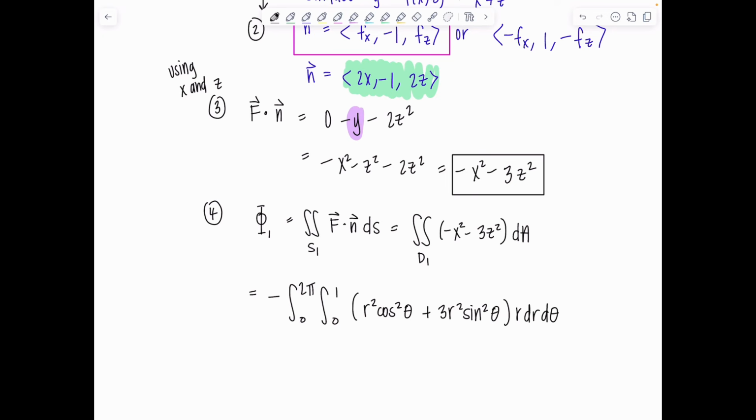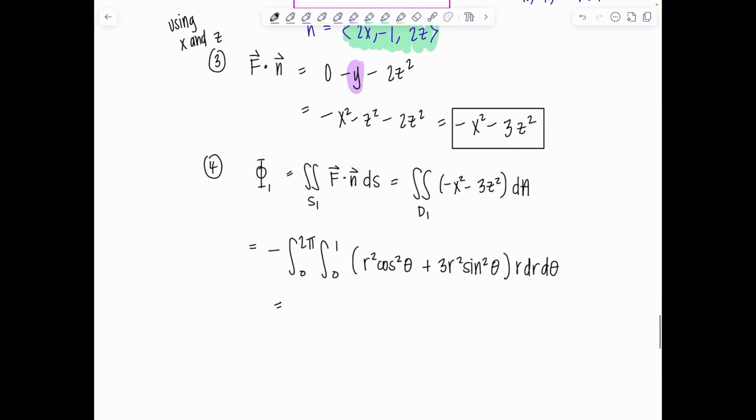Got it? Okay. From here, I'll let you work through everything. You should get negative pi. Perfect. Now we have one more surface to do.